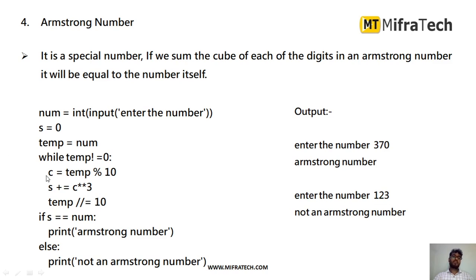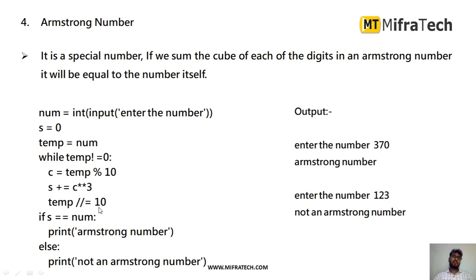So that I am storing in C. After that, I get the remainder, nothing but the last element of the entered number. After accessing that last element, I have to cube it. So I am doing C star star 3, which will do the cubing. After that, I add each cubed element to sum. Initially I have taken sum equal to 0, and I am doing sum equal to sum plus the cube.